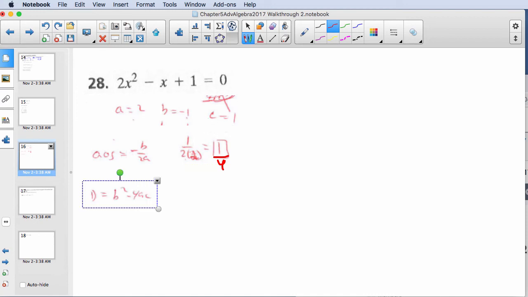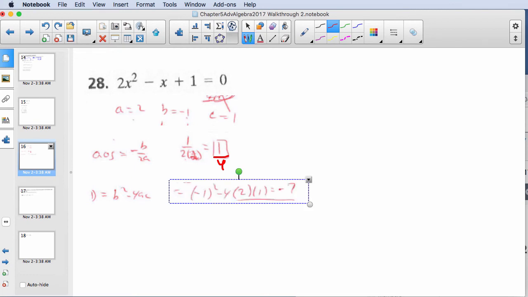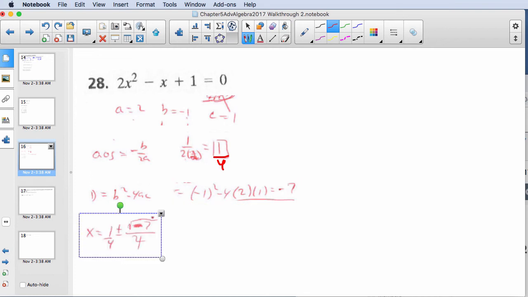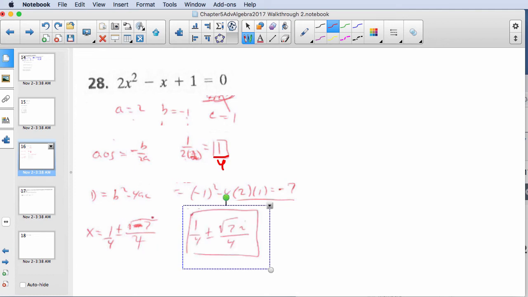Our discriminant is b squared minus 4ac. So let's replace those values and evaluate. So negative 1 squared minus 4 times 2 times 1 produces negative 7. So because the sign is negative, we expect two complex numbers as our solution. And so we get 1/4 plus or minus the square root of negative 7 over 4. And that square root of negative 7 becomes the square root of 7i. And so our final answer is 1/4 plus or minus the square root of 7i over 4.